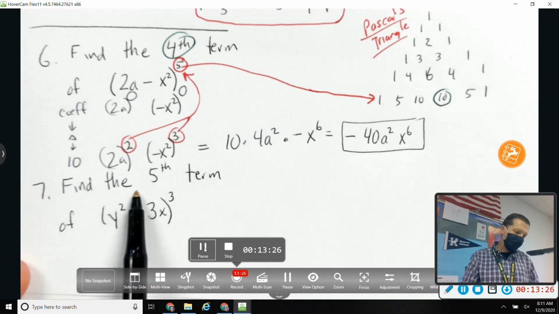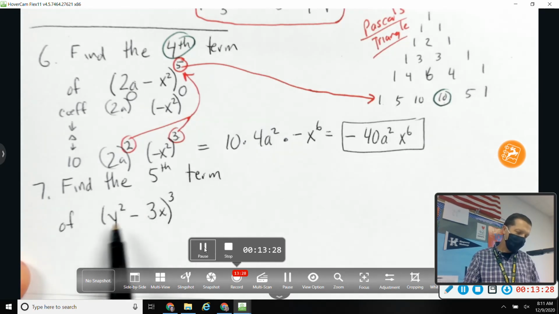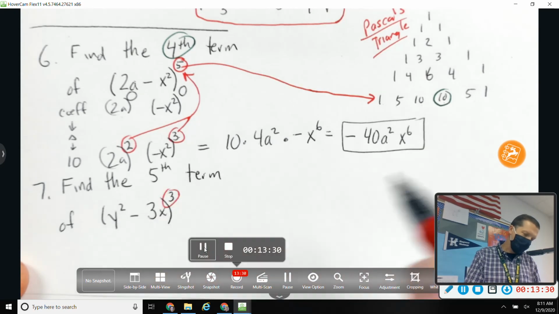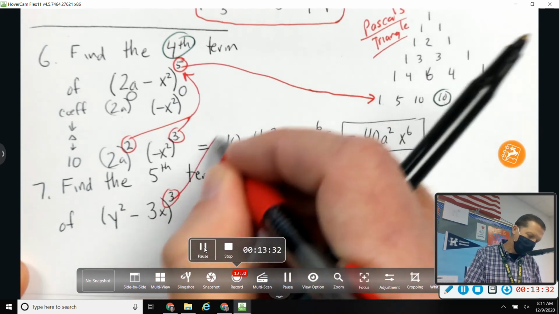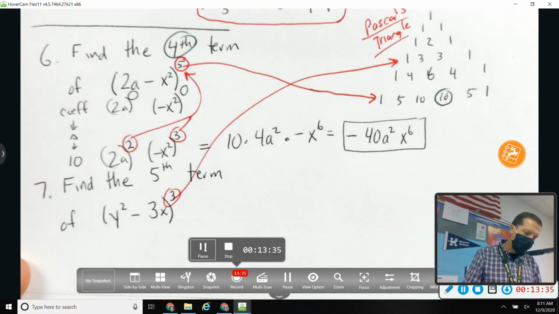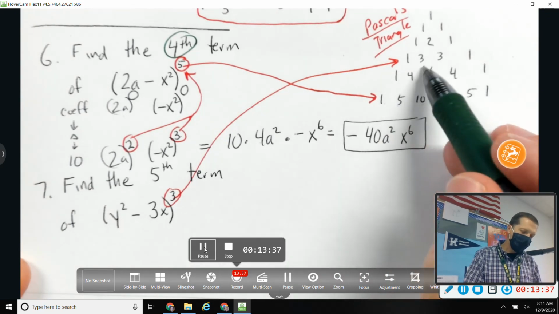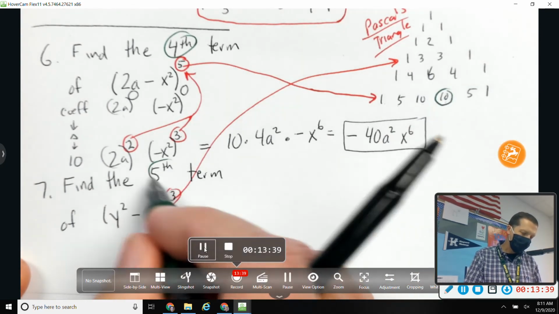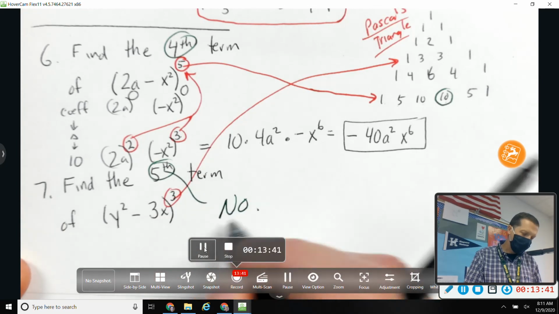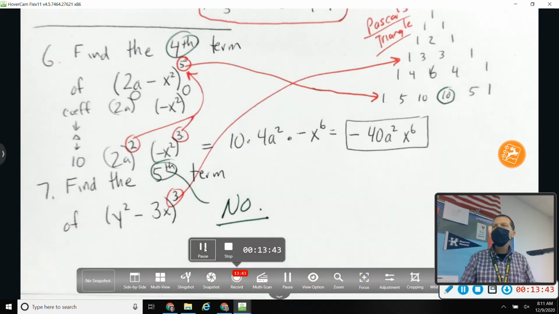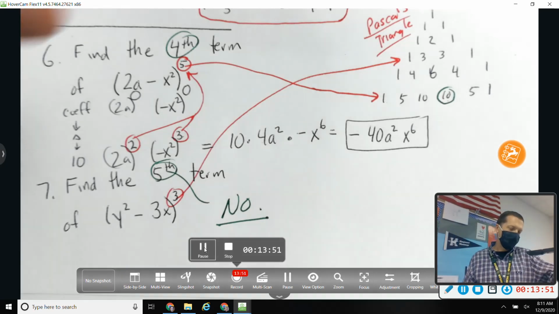Number 7, find the fifth term of this thing to the third. So we go to the third row, and we look for the fifth term. 1, 2, 3, 4. What the heck? There is no fifth term. No. Just no. There is no fifth term, I guess would be the more technical answer to put.